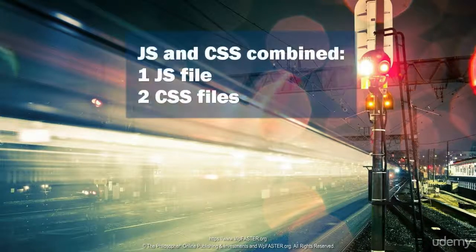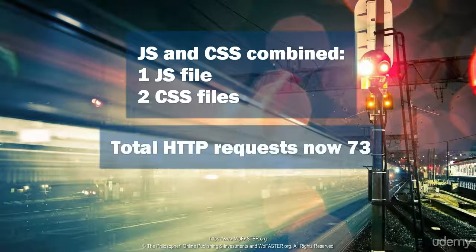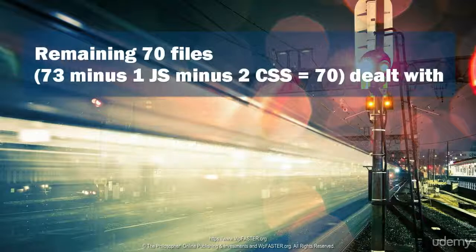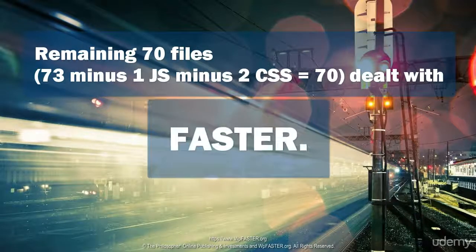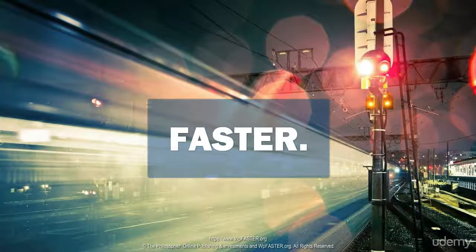Let's now say we've concatenated our JavaScript and CSS into 1 and 2 files respectively, therefore bringing our total number of requests down to 73. There were 100, remember. The browser only having to deal with 1 JavaScript file and 2 CSS files means that the browser can get to the remaining 70 files faster, whatever those files may be. The end result, of course, is a significantly faster loading web page, and that is what we are after.